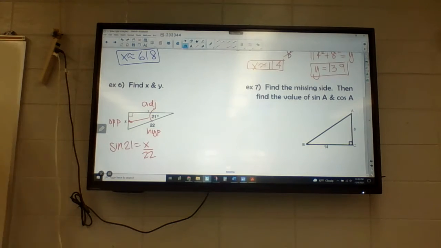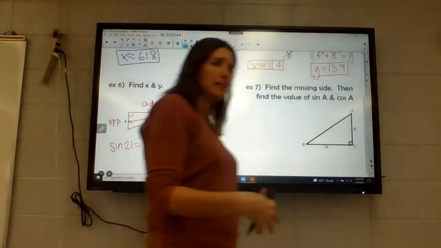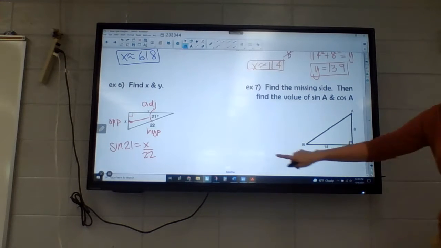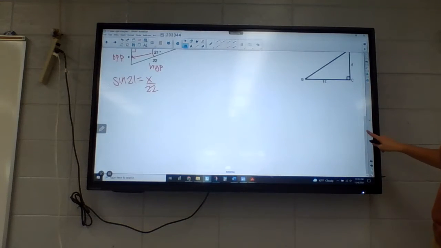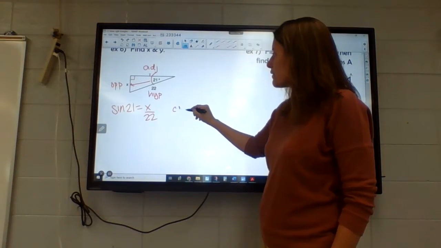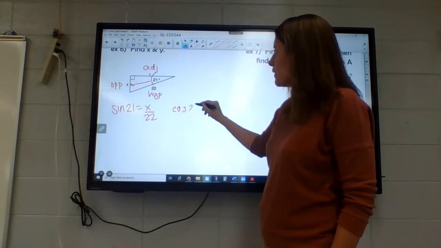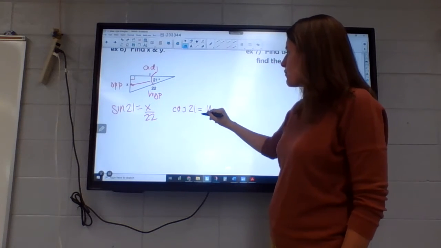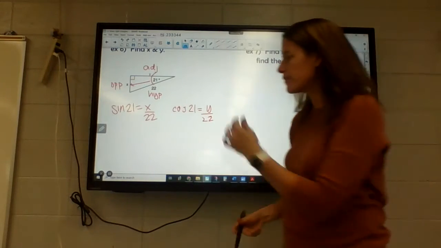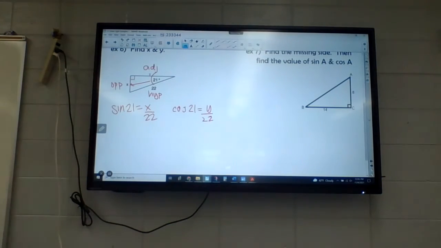Now that you've gotten the hang of this, actually trig might even be easier than Pythagorean theorem sometimes, because it's just a multiplication. I'm not having to move things around too much. Because then I can also do cosine of 21 equals y over 22. I'm basically doing the same thing in each case, multiplying each of them by 22 to find my side lengths. And there's no decimals really until the very end, so it works out very nicely.